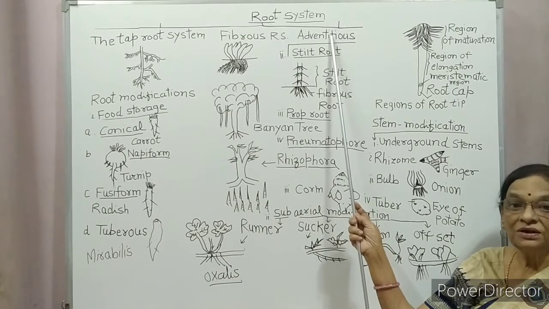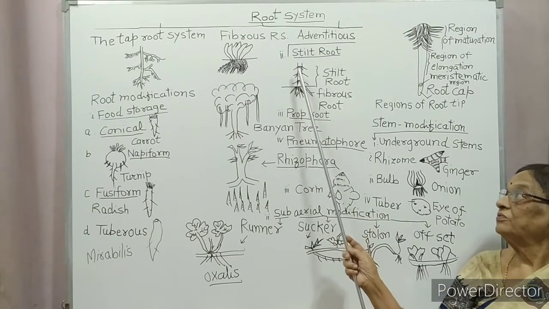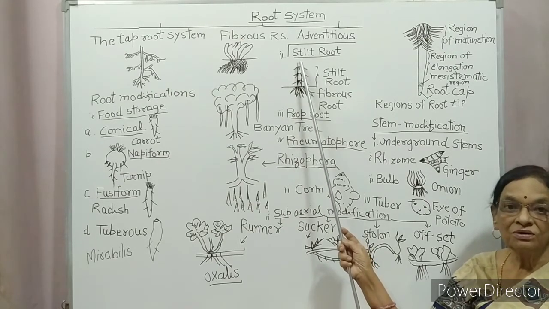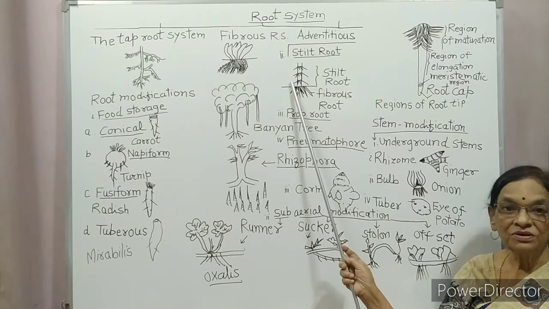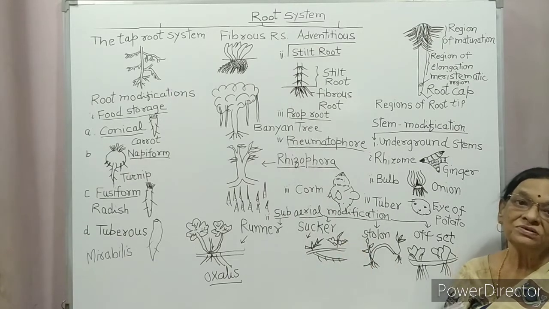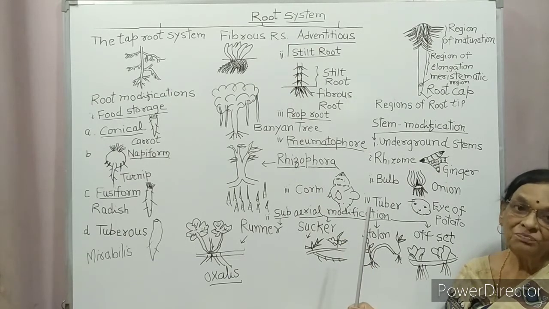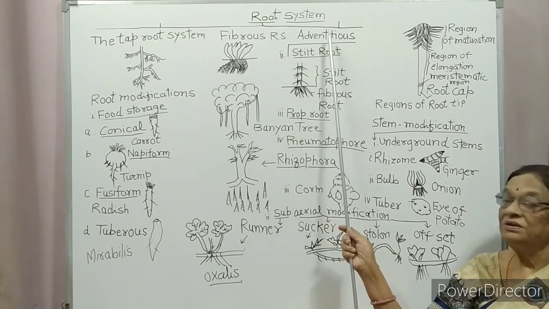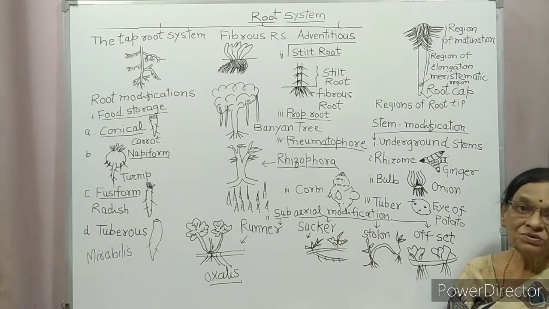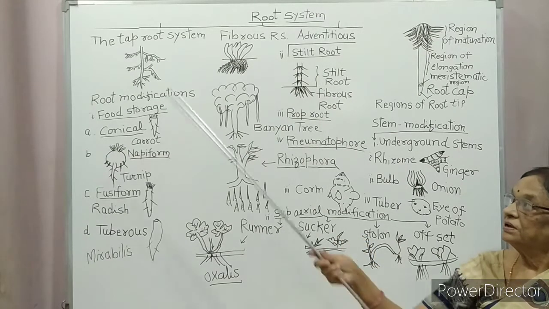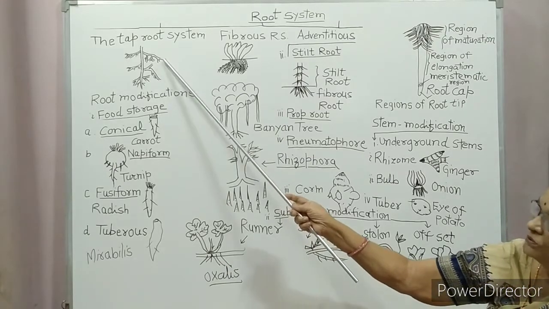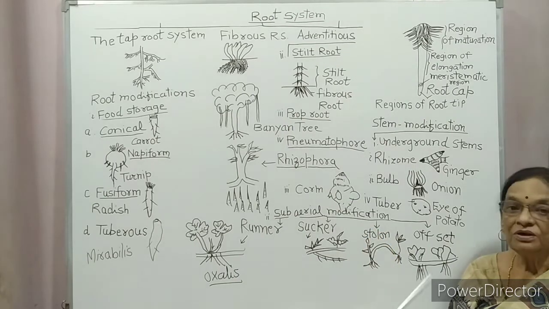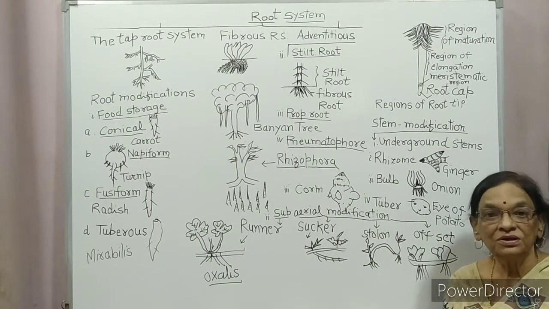Adventitious root. Here roots arise from any part of the plant. Can you see the root growing from the stem? So such roots which grow from any part of the stem are called adventitious roots. So root system is of three types: taproot, fibrous, and adventitious. What is the function of root?